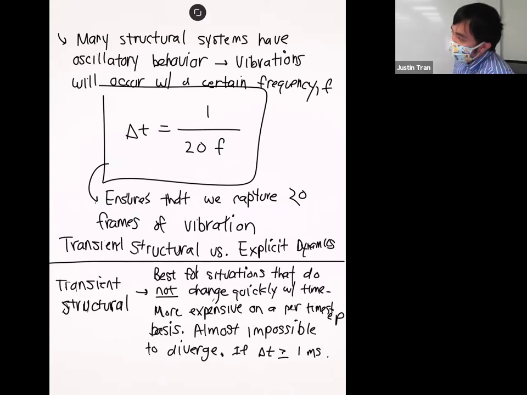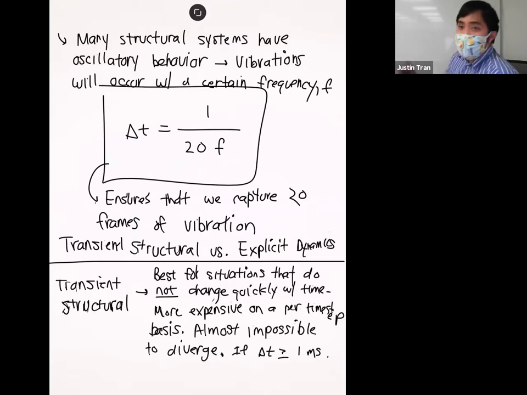And so that's transient structural, and that's the one we're not going to be using because the situation that we're solving for, which is a car crash, is something that happens really quickly. And so for that one, in order to capture everything, you need a really small time step. And if you try this with transient structural, you're probably going to be sitting at your computer maybe for an hour or something like that. And so explicit dynamics is good for that.